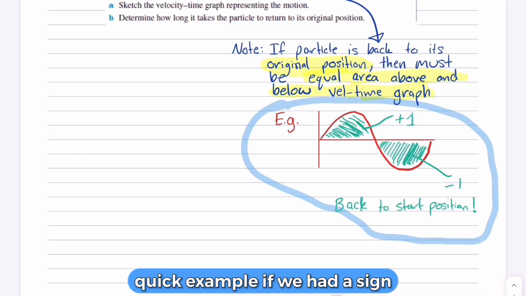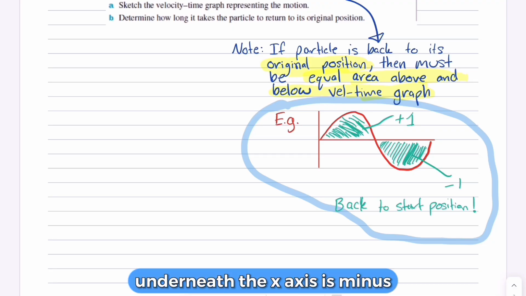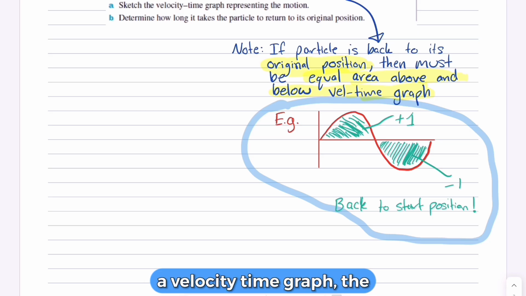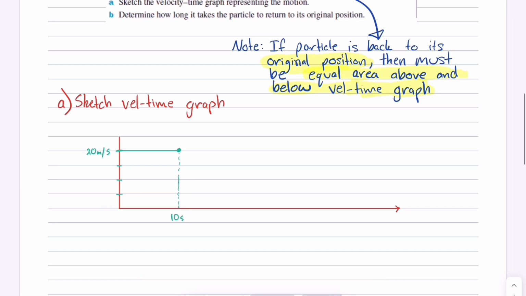If we had a sine graph, above the x-axis is +1, underneath the x-axis is -1. In this situation, if this was a velocity-time graph, the object would be back to its original position. Let's start sketching this velocity-time graph now. The first part is relatively simple. For 10 seconds, we travel at a constant velocity of 20 meters per second.